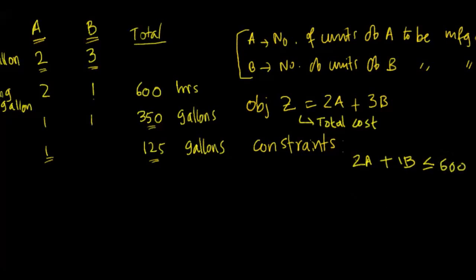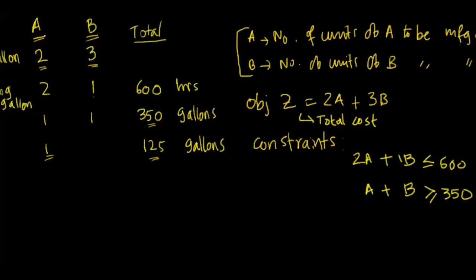That's the first constraint. The second constraint would be the production constraint, which says that both together we have to manufacture at least, and when I say at least, it should be greater than or equal to 350 gallons, because at least means that I have to manufacture a minimum of 350 gallons. More than that is okay, but less than that wouldn't be okay.